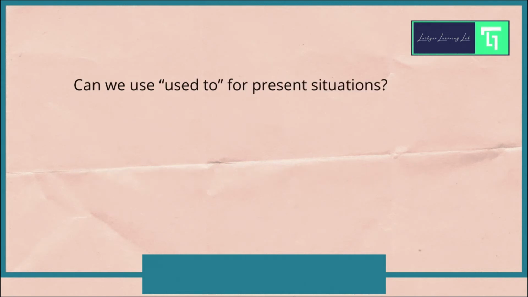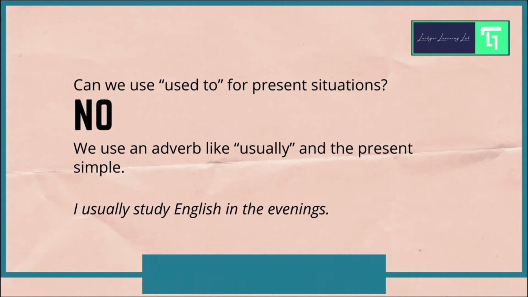Can we use used to for present situations? Now maybe in your language you have a similar structure and maybe you can use it in your language for present situations, but in English can we use it for present situations? No. Okay, we can't use it. We have to use something like an adverb, like usually, and then the present simple. For example, I usually study English in the evenings. You can't say I used to study English in the evenings now. That's not right. You have to say I usually or I often study English in the evenings. So we don't use the structure used to in the present.